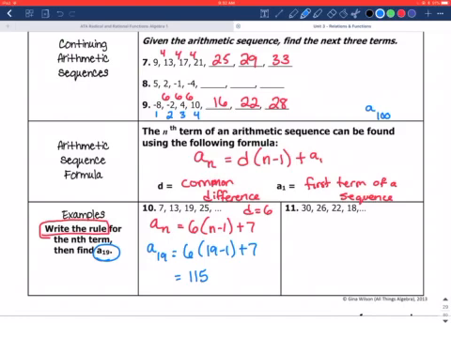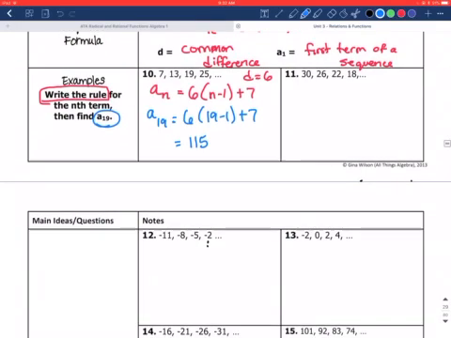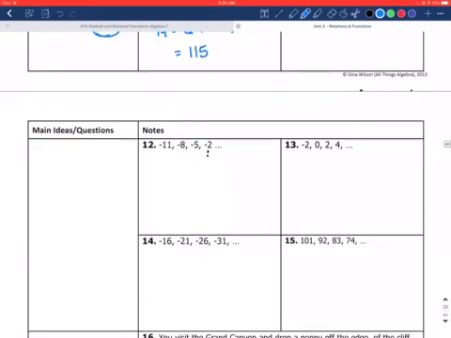That's what the key says. I don't have my calculator with me. 6 times 18, 60. Yes, 108 and 7, 115. Good. All right, so that is writing a rule and then finding that nth term. So we're going to keep doing this. I'm going to skip around because you do have these in the answer key below.